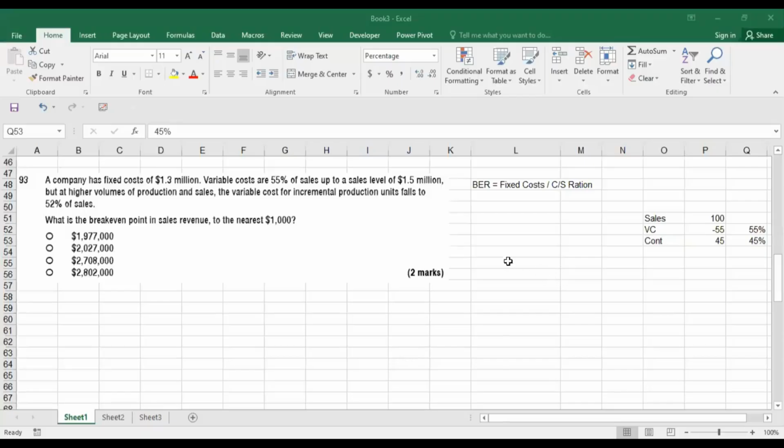Let's do it together. See here. It says that fixed costs of 1.3 million are total. Variable costs are 55% of sales up to a level of 1.5 million. So you have to do this question in two steps. It's not a one-step question. For example, I would say first 1.5 million, and let me call it like this.